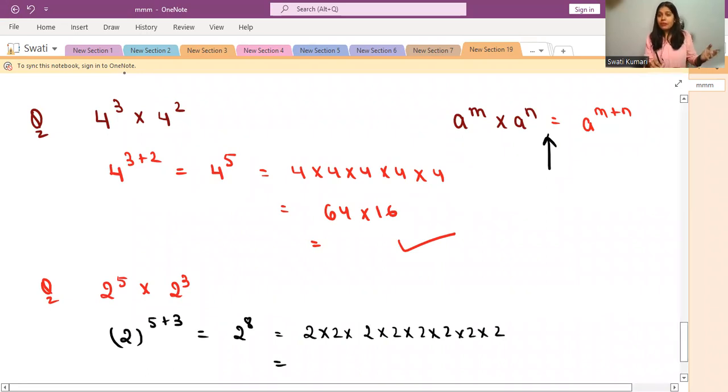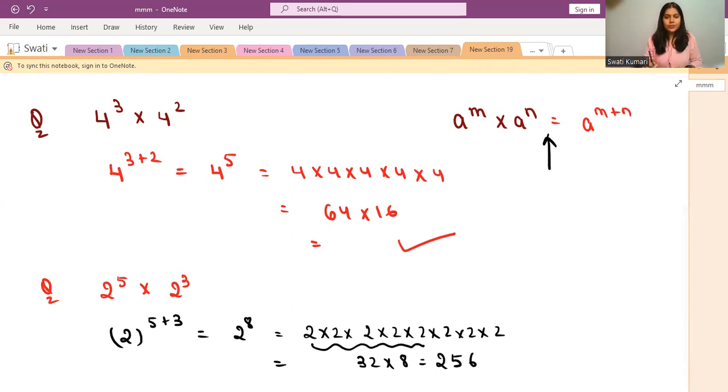So I know 2 raised to 5 is 32. So yes, this is basically 32. So 32 into 8. You have to do this part. So this will become 256, I guess. Yes, correct. 256 is the answer. All right. So we have done this question also.